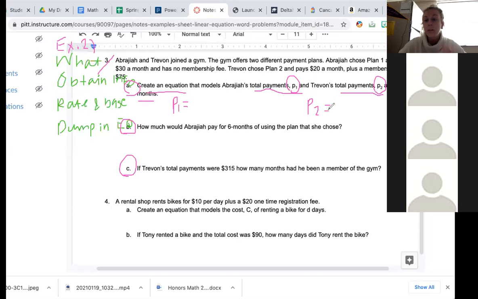Now, what variable is going to go on the other side of each? What does the question say? Per M months. M is for months, so we know it's going to have an M. Very good, Kiera. So I read the question. I know I'm trying to write an equation for the payments. The first one is for Abrasia, and the second one is for Trayvon. Everybody okay with step 1, the what? Yes. All right. Am I good to move on to step 2?